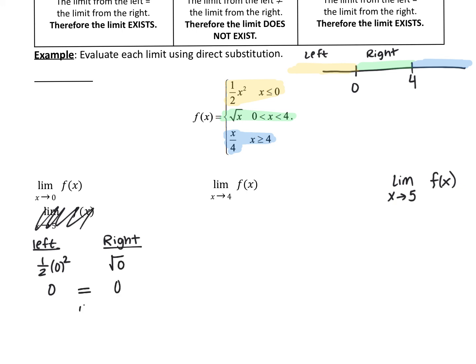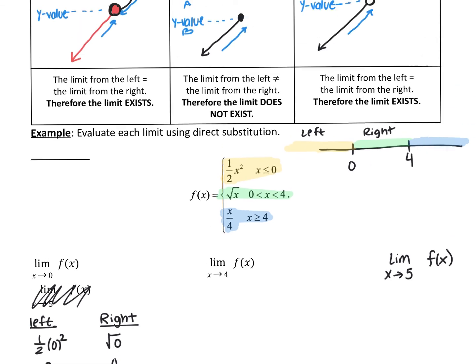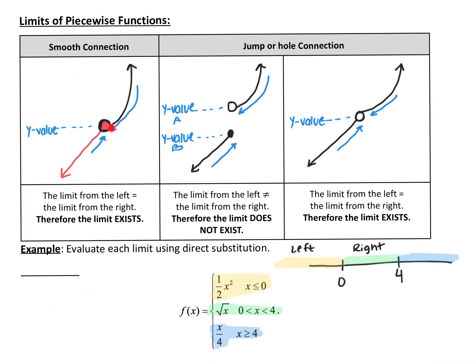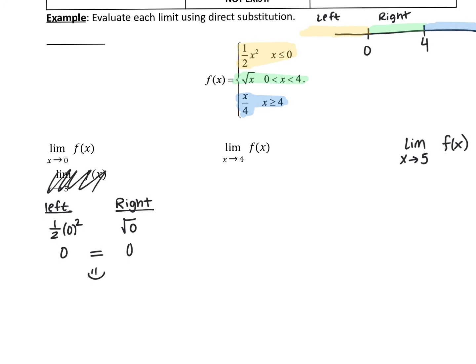Now, since the limit from the left equals the limit from the right, that means it must connect. It doesn't have to connect and be a hole, right? We could have 2 different scenarios. It could connect with the hole on top of the open circle, or it could connect with just a hole. It won't matter. So they connect, therefore, the limit exists and the limit is 0.